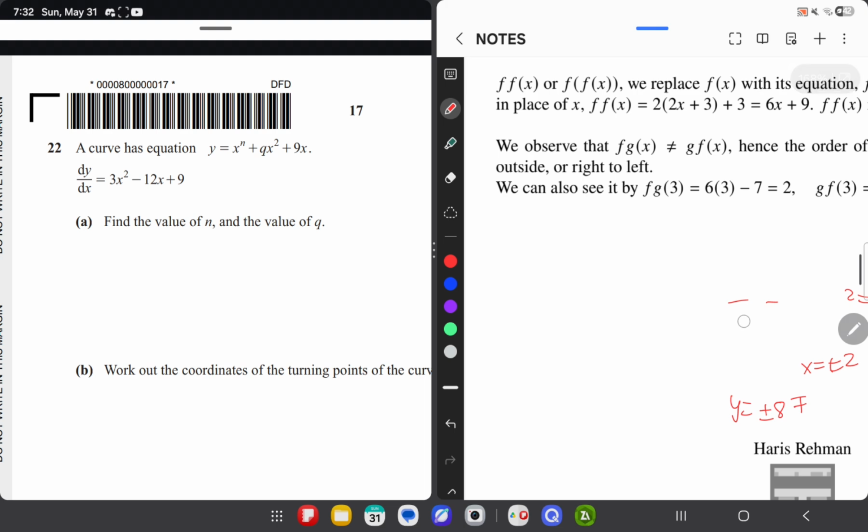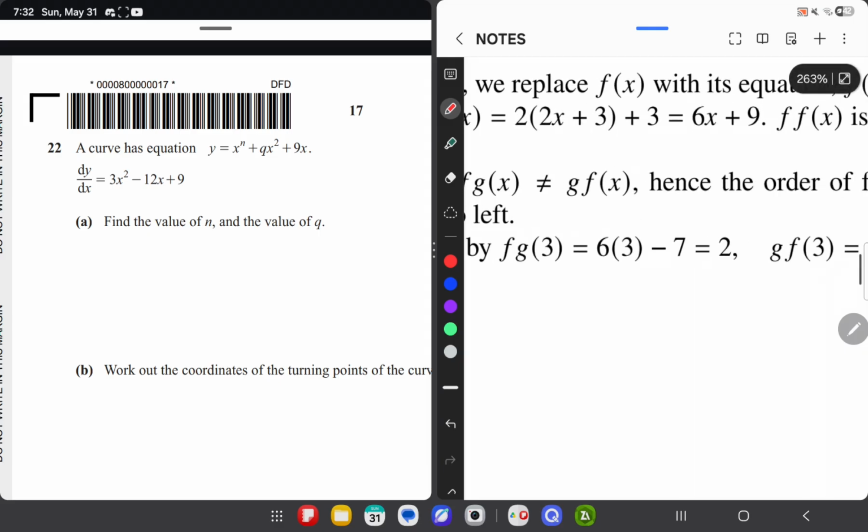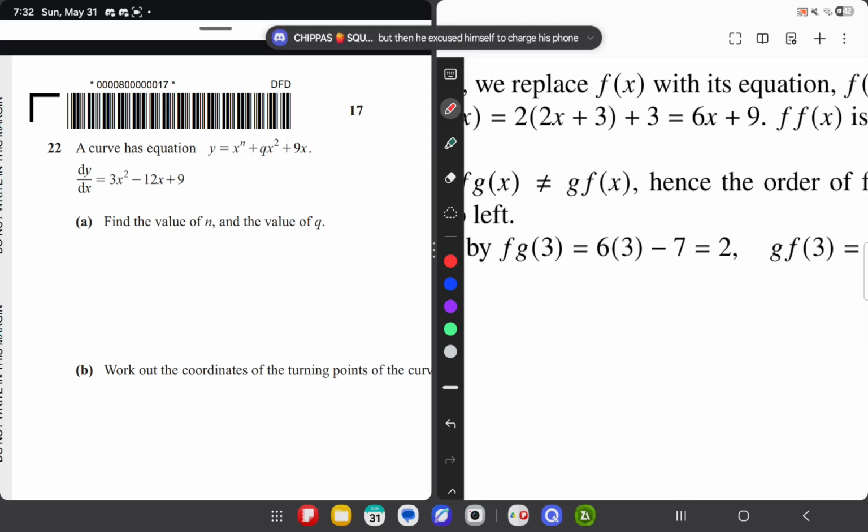Final question, and I'm ending the video. The curve has the equation y is equal to x to the n plus qx squared plus 9x, and the derivative is equal to this. Find the value of n and the value of q.